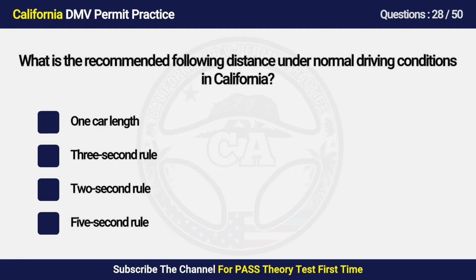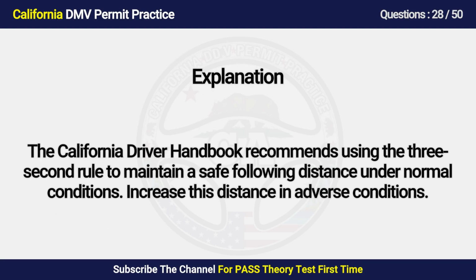Question 28. What is the recommended following distance under normal driving conditions in California? A, 1 car length, B, rule, C, rules, D, rule. Answer is B, rule. The California Driver Handbook recommends using the rule to maintain a safe following distance under normal conditions. Increase this distance in adverse conditions.